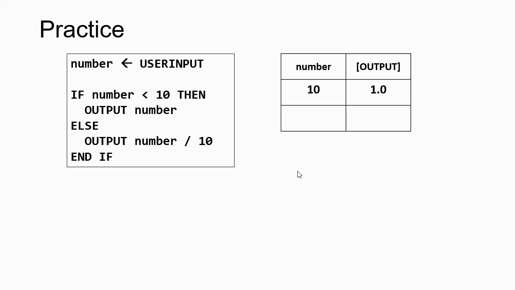If you're using a language like Python, it will automatically convert it to a float, to a decimal value, because if we're using division, it's likely that we're going to end up with a decimal value. So I've put 1.0, but like I say, 1 would be absolutely fine.